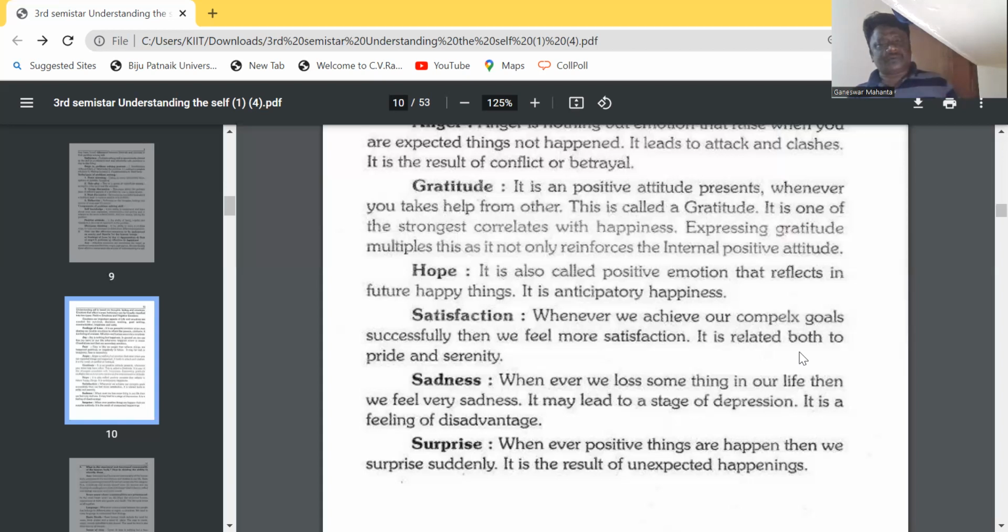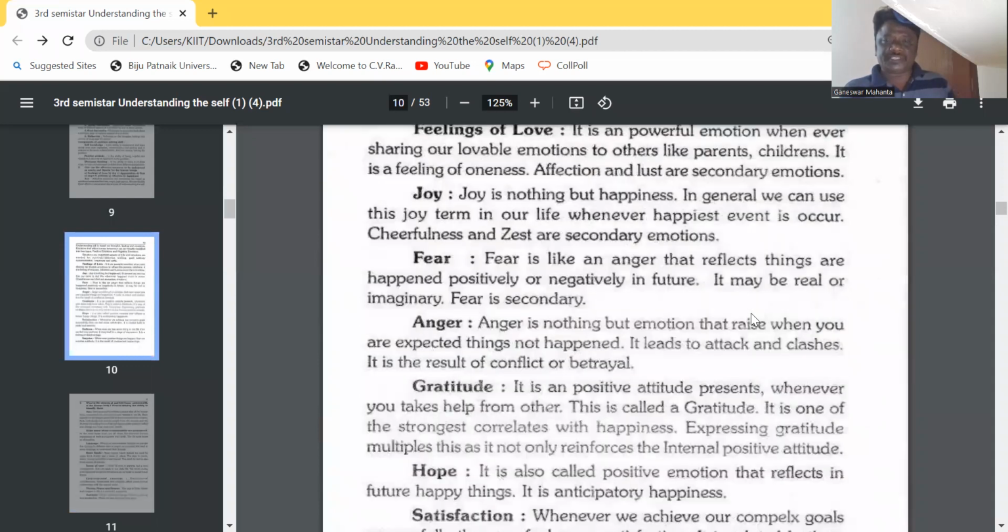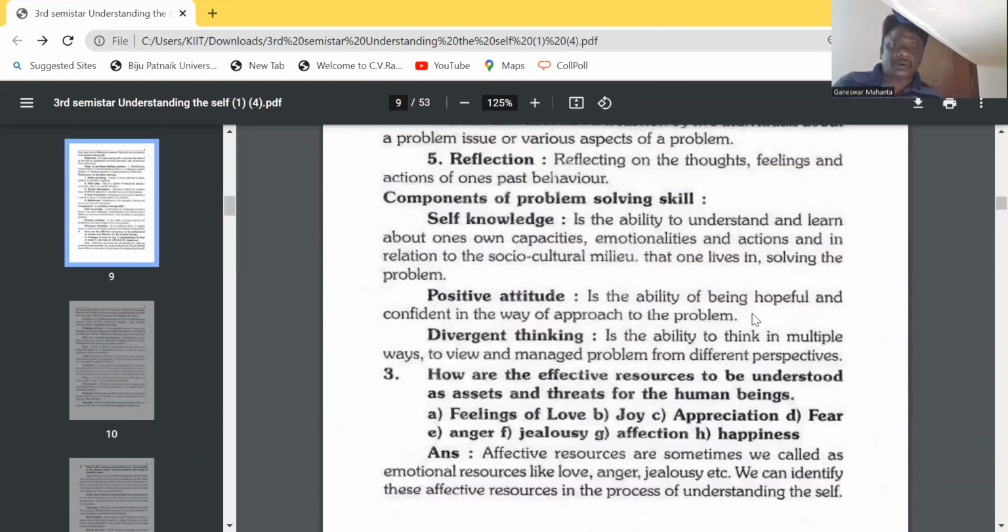It is the result of unexpected happiness. And these are the points I've discussed. How are the effective resources to be understood as the assets and threats of human beings? Assets and threats of human beings, as we have discussed.